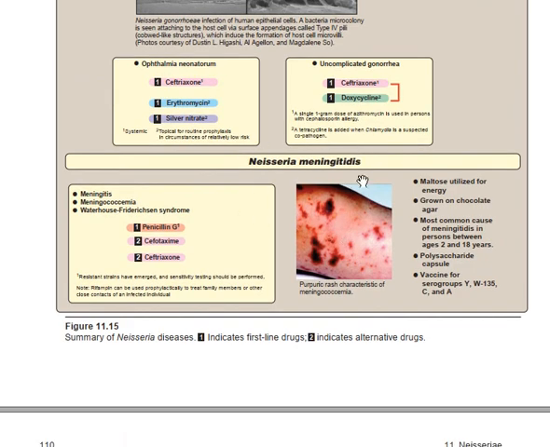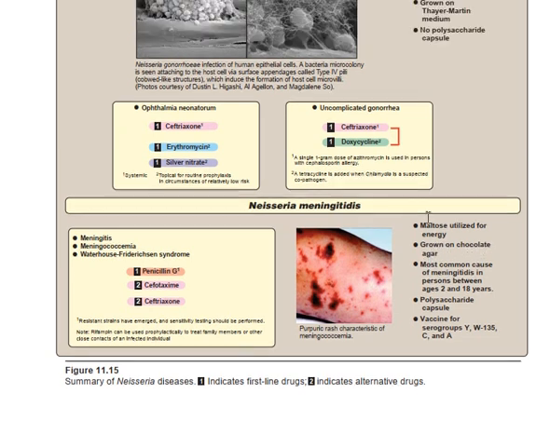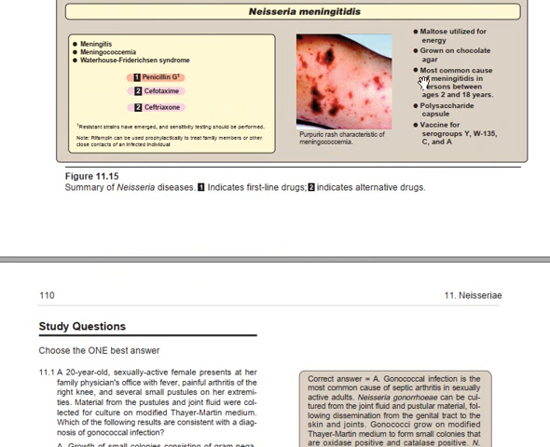Now for Neisseria meningitidis, the characteristic is that it utilizes maltose just like glucose. It is going to grow on chocolate agar. The next is that it is the most common cause of meningitis in persons between the ages of 2 and 18 years. It contains a polysaccharide capsule, and the vaccine is against the serogroups A, C, Y, and W135.